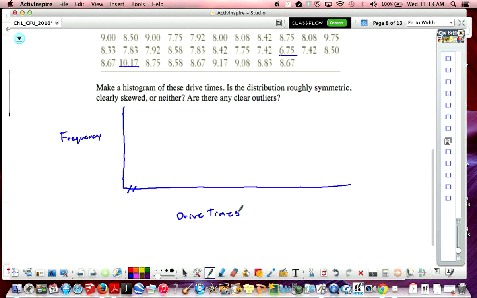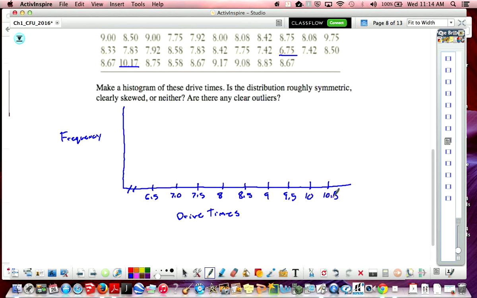So a histogram needs to have at least 5 or 6 bars. In my case, I'm probably going to go a little bit more than that. I'm going to count by half a minute, meaning I'm going to start at 6.5 minutes and go to 7, and then 7.5, and 8, and 8.5, and 9, and 9.5, and 10, and 10.5. All my times should fall in there. Hopefully, my frequency doesn't get too much higher.